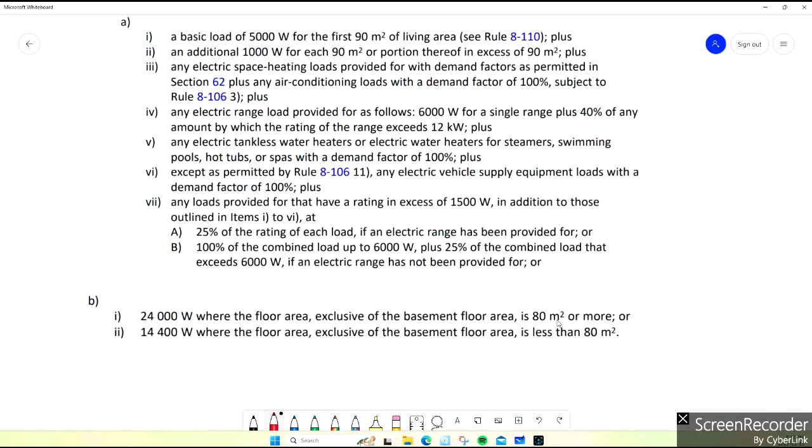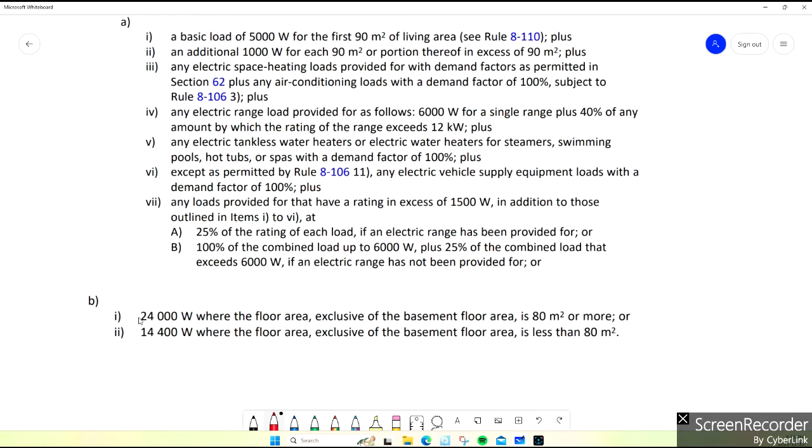And that 80 meters squared or more is exclusive of the basement. So if 80 square meters or more, right? Basically, you can look at it like this. You need minimum 100 amp service. And where do I get 100 amps from? Easy. If you take 24,000 watts and divide that by 240 volts, you get 100 amps. Right? This is Ohm's law. Okay? Power divided by E. I always use 240 volt.